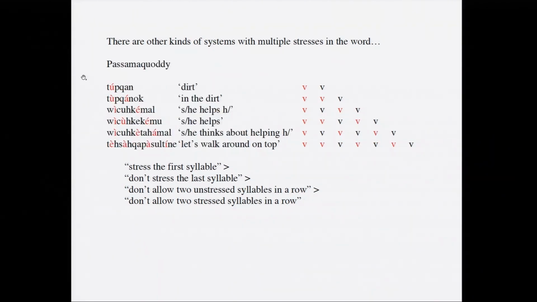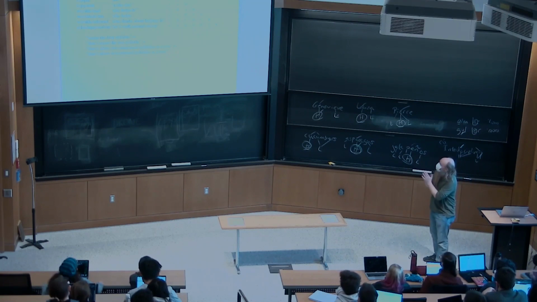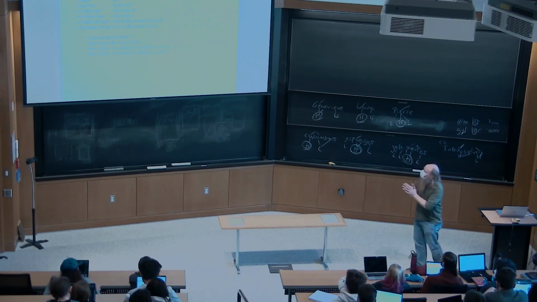Here's another stress system. This is Passamaquoddy, in which the rules go: stress the first syllable, don't stress the last syllable. Those are the most important things. You can see that those are true in all of these examples. And don't allow 2 unstressed syllables in a row. And then down at the bottom of the list is don't allow 2 stressed syllables in a row. And it's at the bottom because, well, Passamaquoddy has 2 stressed syllables in a row all the time.